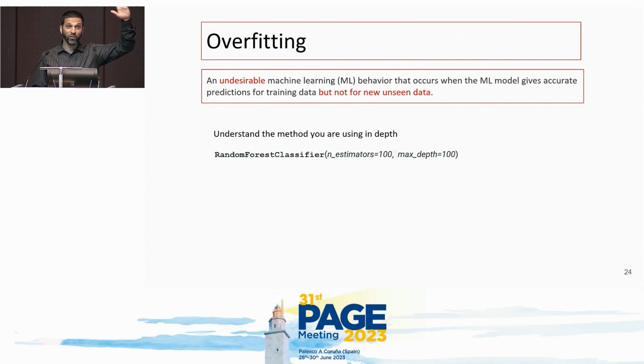Terminology alert: overfitting. An undesirable machine learning behavior that occurs when the model gives accurate predictions for training data, but not for new, unseen data. So we had the test data that we put on the side to see how it's actually working, and we see that we were overfitting using this method. A random forest classifier with 100 estimators is okay, but the max depth is 100. If you understand what random forest is doing, you understand this might overfit.